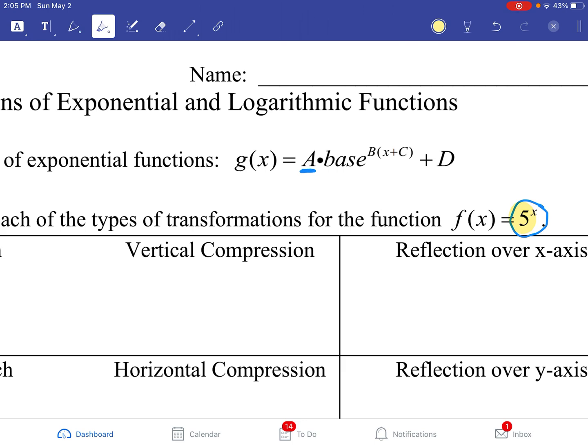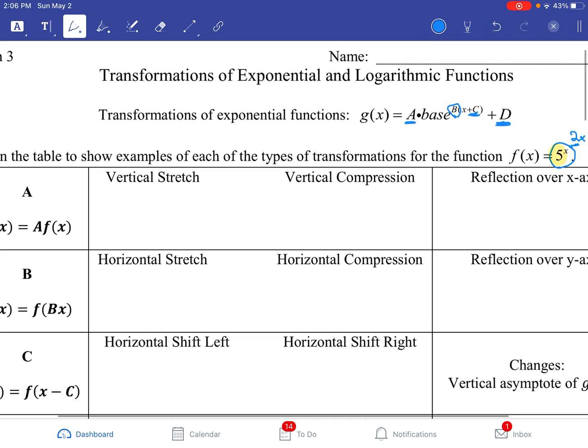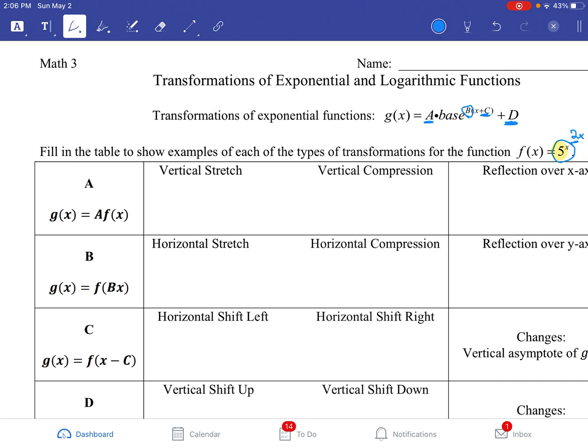If you're multiplying something in front of the x term, so if you had, let's say, 5 times 2 to the x, that 2 would be your b value, and that would be a horizontal stretch or compression. If you're adding or subtracting something on the x as an exponent, then that would be your c value. That would be your horizontal shifts. If you're adding or subtracting something outside of the function, that's going to be your vertical shifts. So all these things work the same as before, and let's check them out.